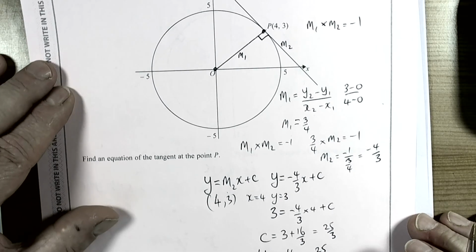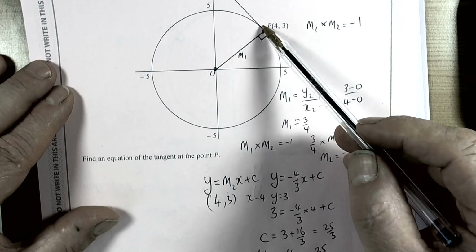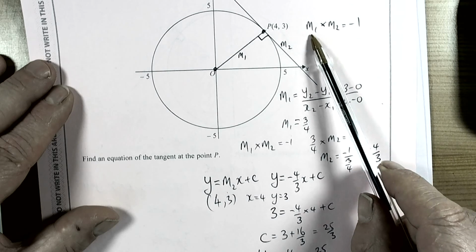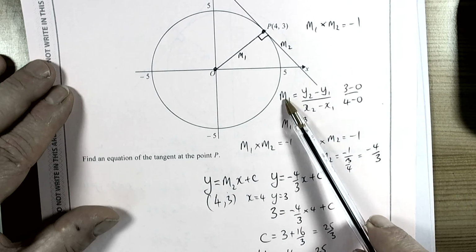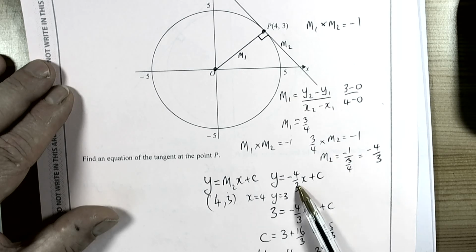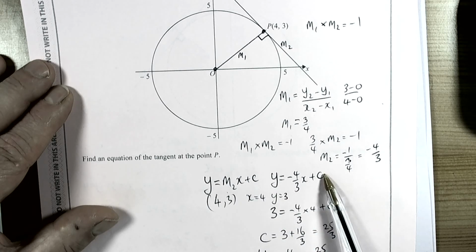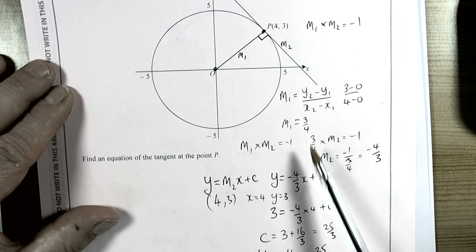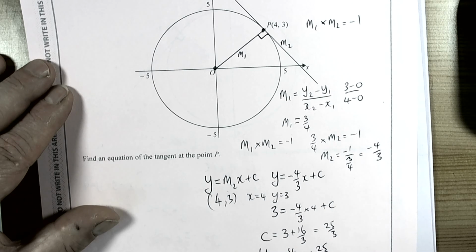So that's how that question could be done, recognising that the tangent meets the radius at 90 degrees, therefore they're perpendicular to each other, and the rule for perpendicular lines is the product of the two gradients is -1. Work out the gradient of the radius, you then know the gradient of the tangent line, put that into the general format for all straight lines, y equals mx+c. Find the c value by using a coordinate on the tangent line, by substituting the values for x and y, and then put it together, you've got your equation.